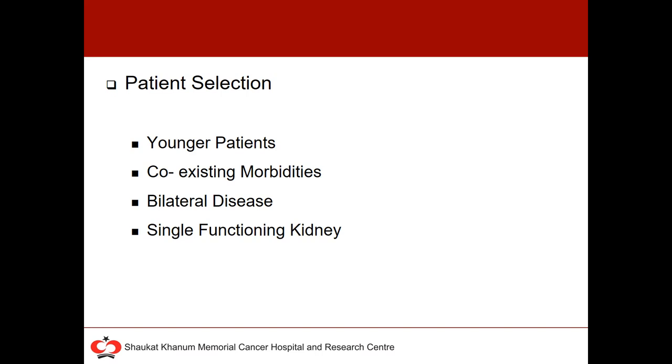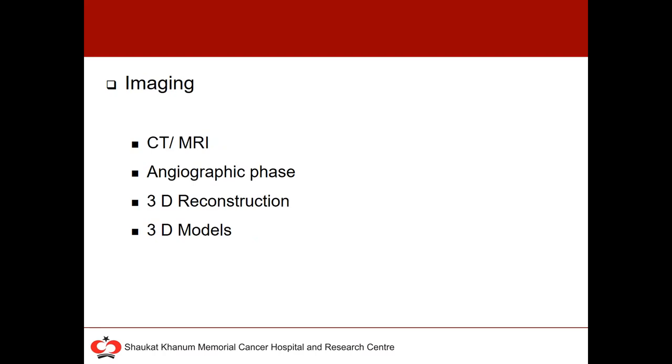Patients who have got some comorbidities like diabetes, hypertension, who may well be fine now, but have risk factors to deteriorate their renal function down the line. So if they are fit enough to sustain a partial nephrectomy, they are the ones who should be offered it. Bilateral disease and single functioning kidney are the other ones.